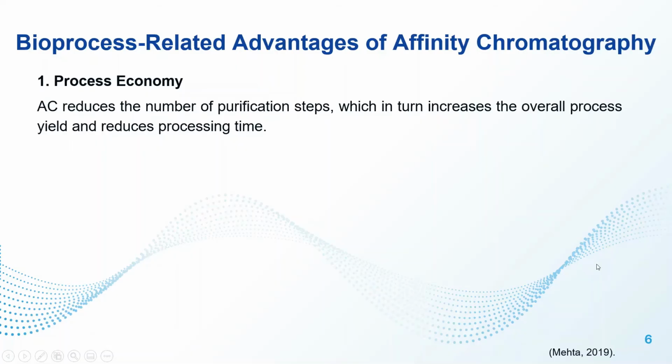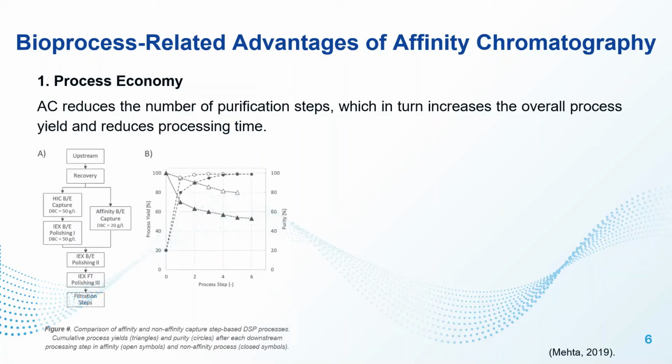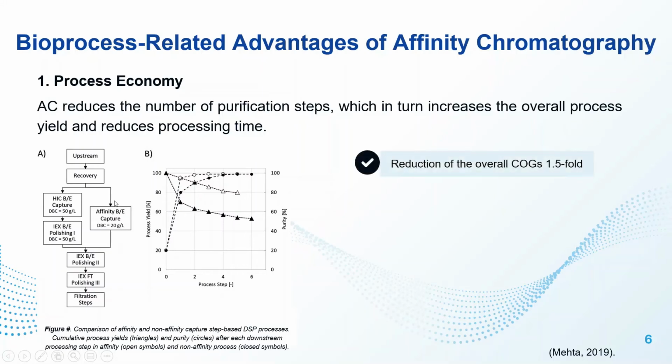The first advantage of affinity chromatography is that it reduces the number of purification steps, which thus increases the overall process yield and reduces processing time. In this figure, we can see the comparison of non-affinity and affinity-based purification processes. Even if the first two non-affinity steps have much higher loading capacities, using affinity chromatography as the first step can reduce the overall cost of goods 1.5-fold as compared to the non-affinity process. This is because the first non-affinity step has a much lower yield, as we can see here in the graph. Thus, the overall process yield ends up being significantly lower.